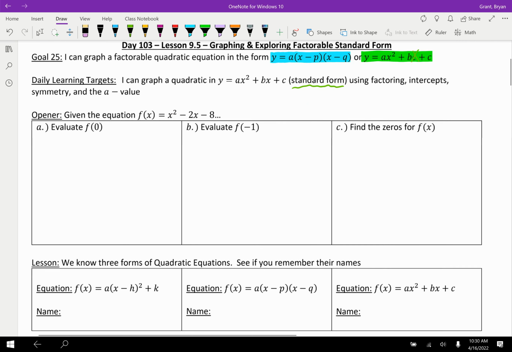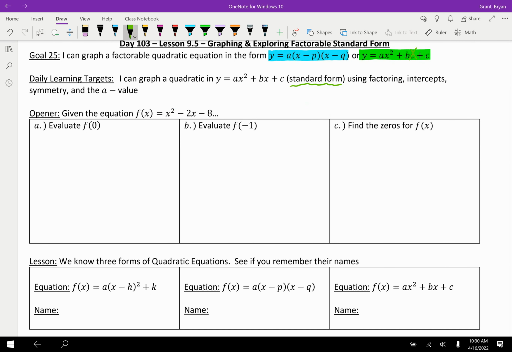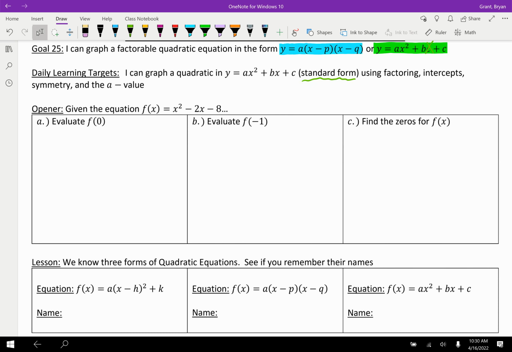So we're going to start with this standard form equation and do a few things that we've already done with it before. A and B ask us to just evaluate the equation with two different inputs, and C asks us to find the zeros. So go ahead, warm up that brain, try A through C, and then you can quickly check and see how you did once you unpause. Ready, set, go.